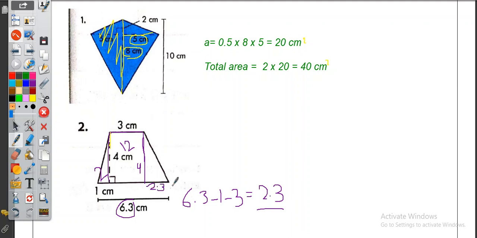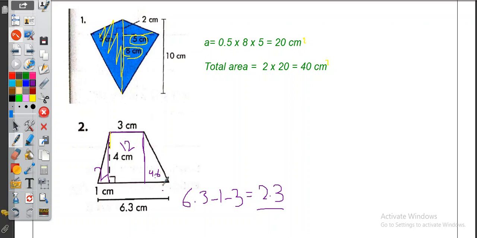This is the base, this is the height. Half of base times height, half of the 4 is 2. 2 times 2.3 is, yes, 4.6. So the area of this part here is 12, the area here is 2, and the area here is 4.6.